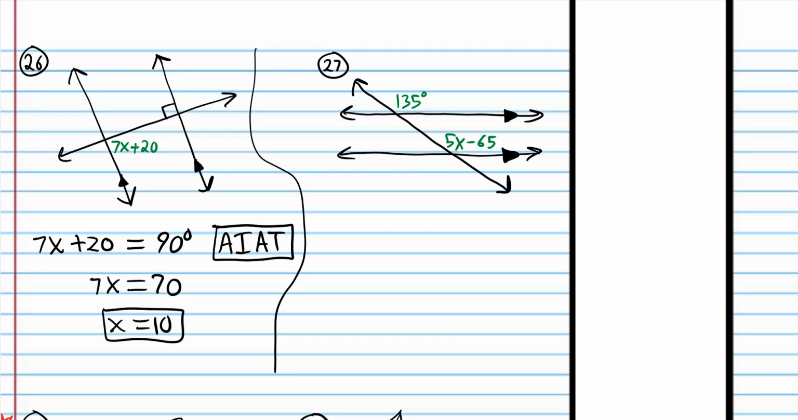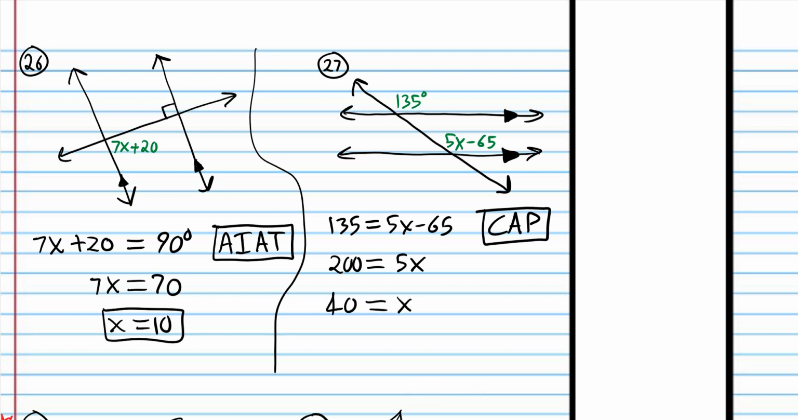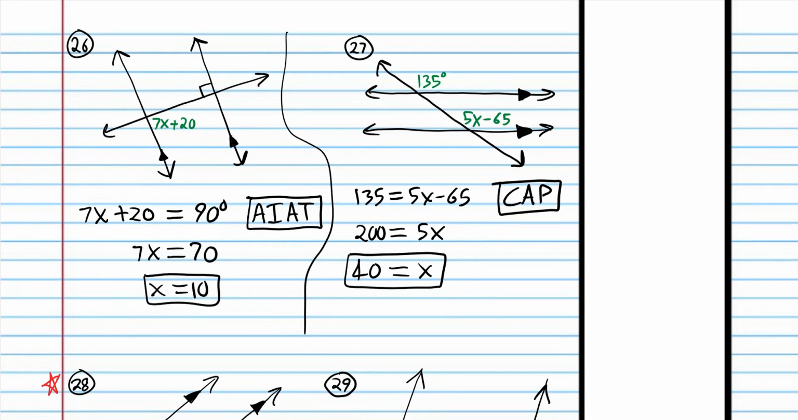All right, we're back. This angle is on the upper right, and this angle is on the upper right in reference to the intersection points. So they're corresponding angles. So I know 135 must be equal to 5x minus 65, corresponding angles postulate. All right, so we're going to add 65 to both sides, and we get 200. And divide both sides by 5, and we get 40. So x is equal to 40 by the corresponding angles postulate. So if you got those answers, good job.